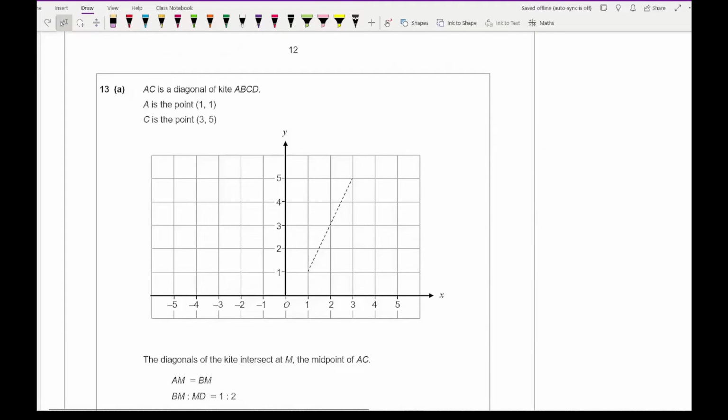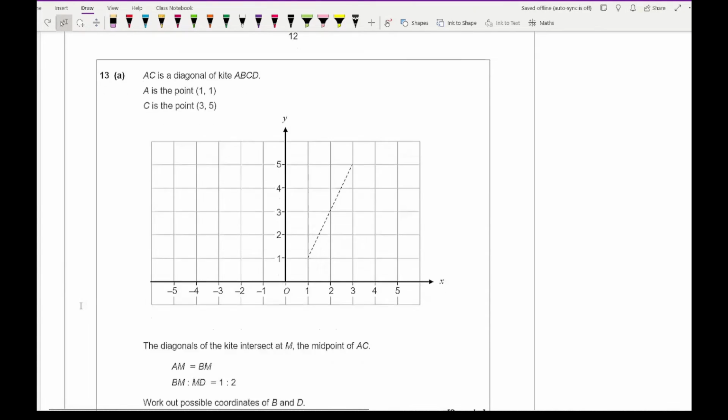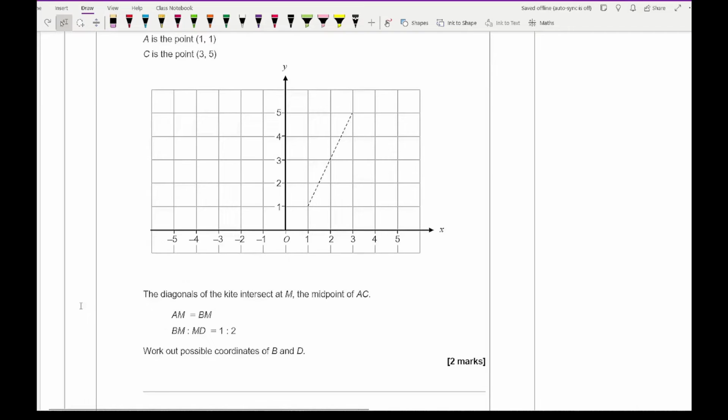So moving on to question 13a, it says AC is the diagonal of a kite ABCD. A is the point (1,1), C is the point (3,5). The diagonals of the kite intersect at M, the midpoint of AC, and we know that AM is equal to BM, and BM to MD is in the ratio of 1 to 2. Work out the possible coordinates of B and D.